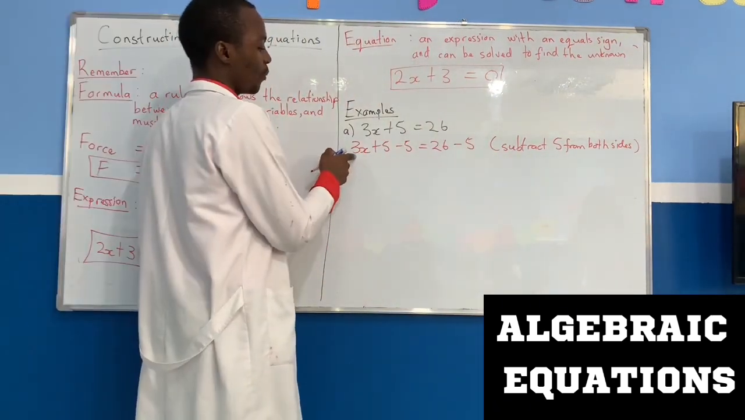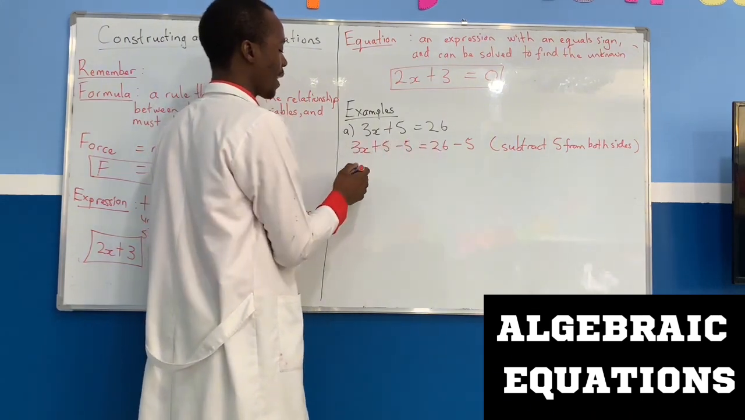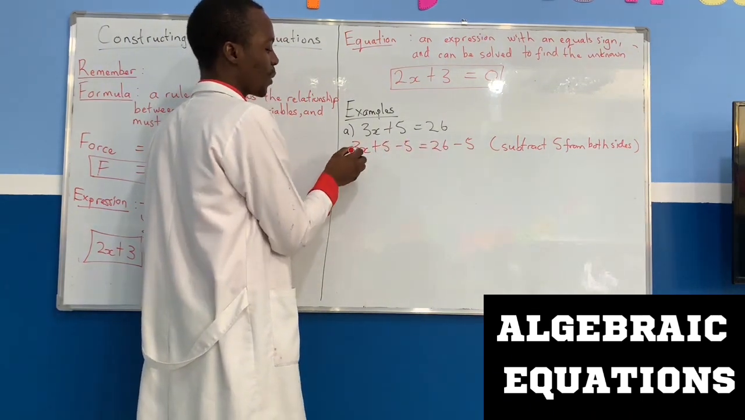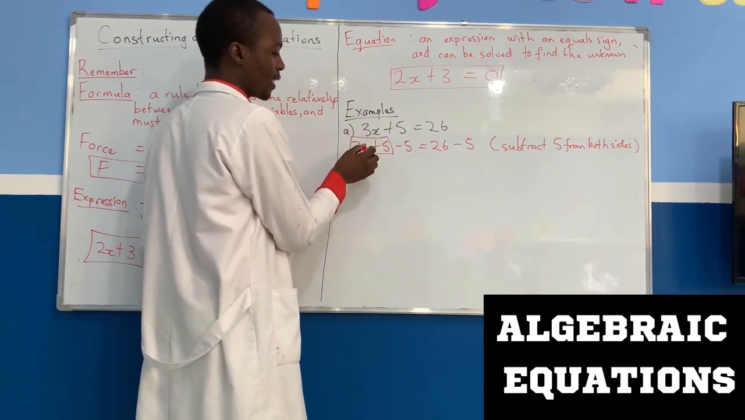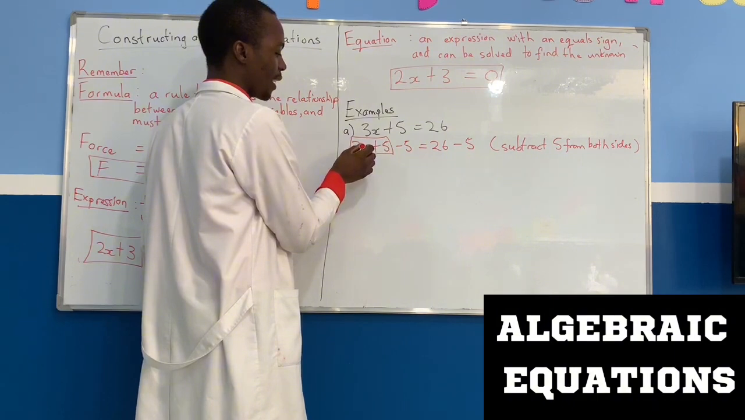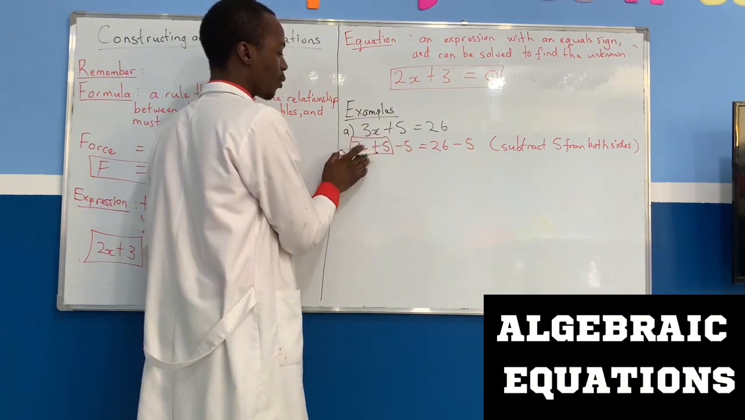Now we have 3x plus 5 minus 5 is equals to 26 minus 5. For your own information, this cannot add or subtract. Why? They've got differences in the unknown. This is x to the power 1, this is x to the power 0. So we cannot work them out.